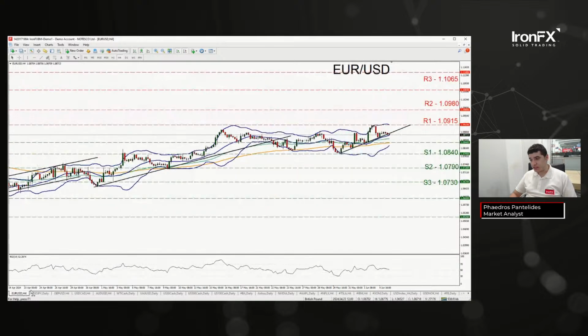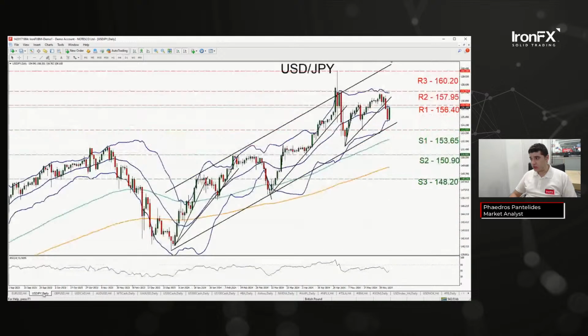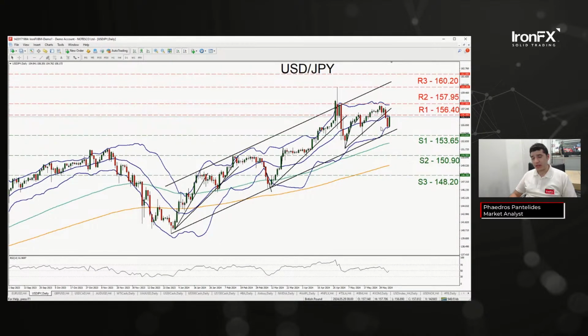So we have the euro moving sideways, we have the loonie as well, USD/JPY. We're tracing back up to R1. If I'm not mistaken, we had discussed this yesterday together during our live technical analysis. We can look at yesterday's video.